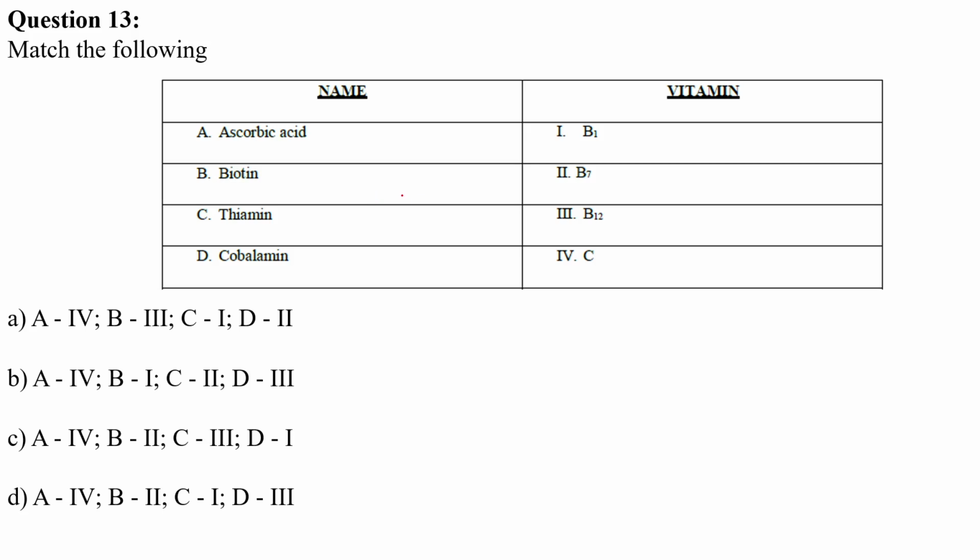Okay, next question, match the following. So we have the chemical names of vitamins and the vitamin names here. We have ascorbic acid, biotin, thiamine and cobalamin, and we have vitamin B1, B7, B12 and C. So we have to match. What would be the correct answer here from all the 4 options? Try to match and then let me know the correct answer.